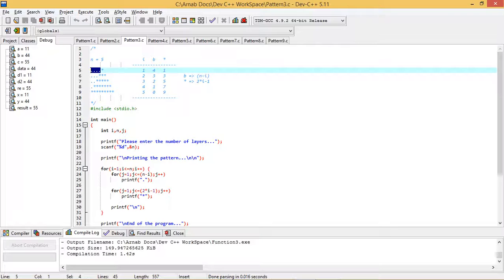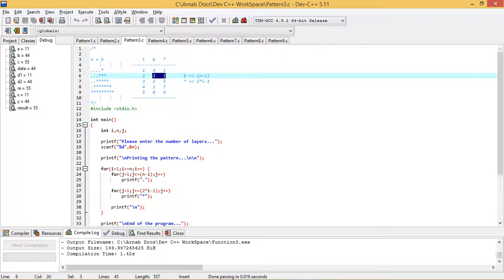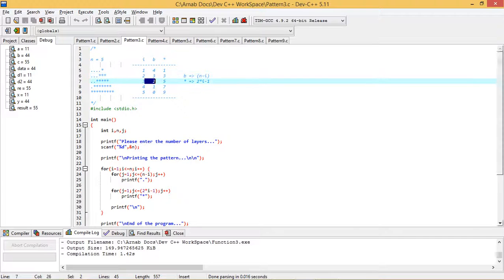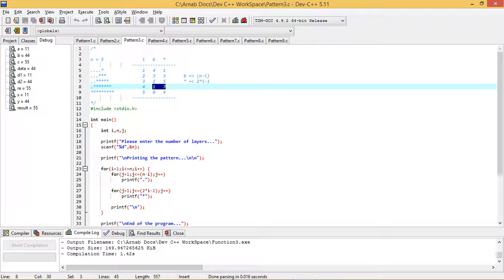So now here we will be forming one tracing table. Here the value of n given by the user is 5. So 5 layers are there in this particular pattern. I is the layer number, so it should range from 1 to 5. In the first layer we have 4 blank spaces and 1 asterisk symbol. In the second layer we have 3 blank spaces and 3 asterisk symbols. Then 2 blank spaces and 5 asterisk symbols. Then 1 blank space and 7 asterisk symbols, and at last 0 blank spaces and 9 asterisk symbols.